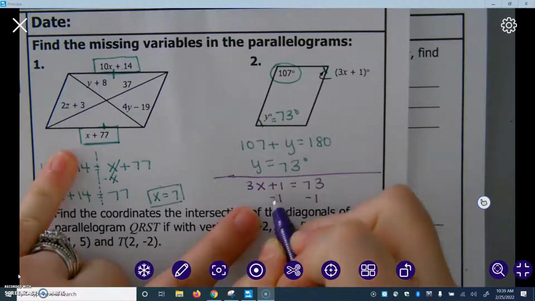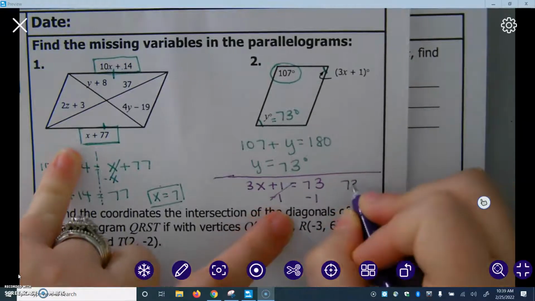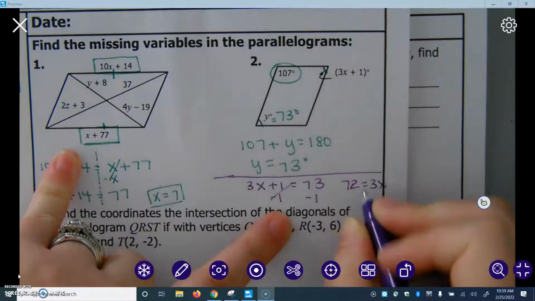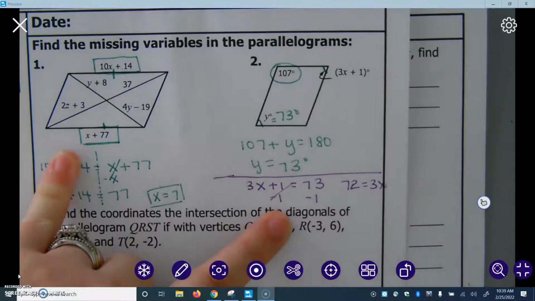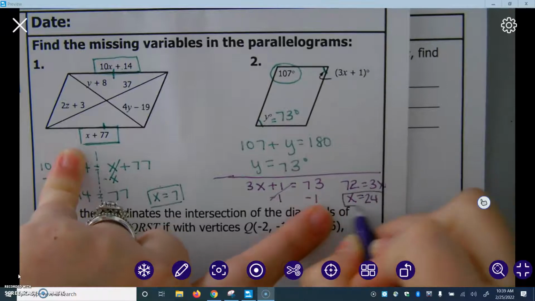I'm just going to subtract 1, so 73 minus 1 is 72. And then divide by 3. 72 divided by 3 is 24. So x is equal to 24.